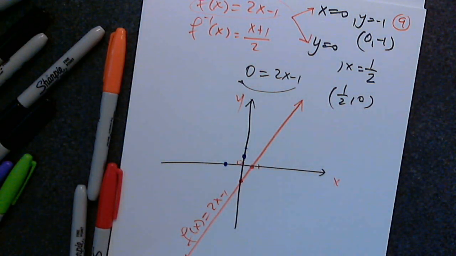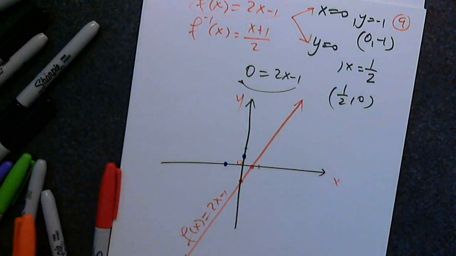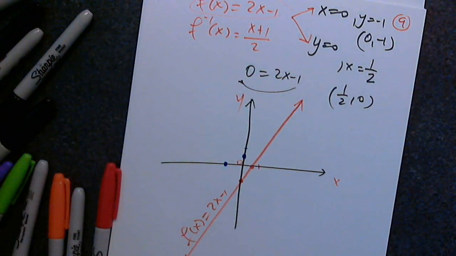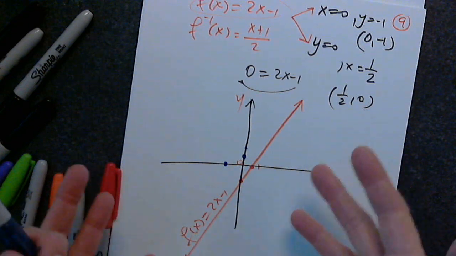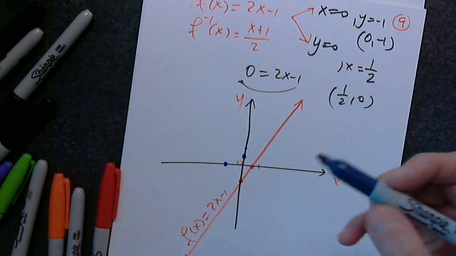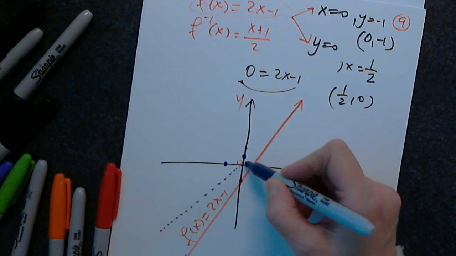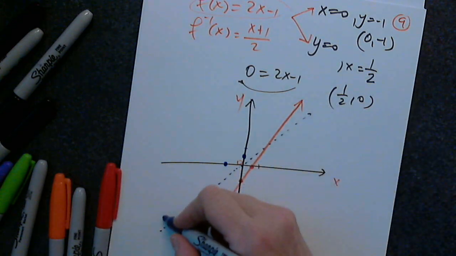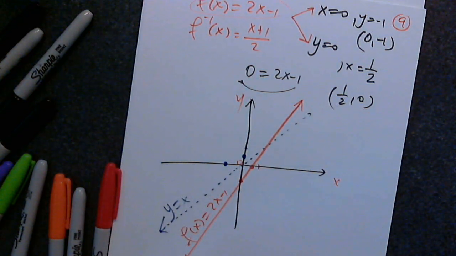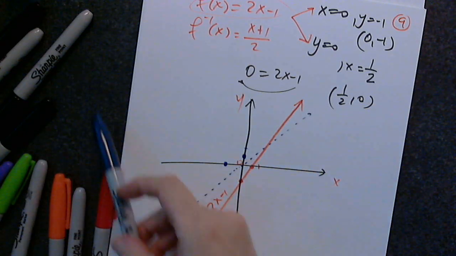Before we graph the inverse function, we must graph something that always has to be there when we graph the function and its inverse on the same coordinate system, which is this line, y equals x. So when we graph the function and the inverse, we will reflect the graph with respect to y equals x. Now I can graph it.